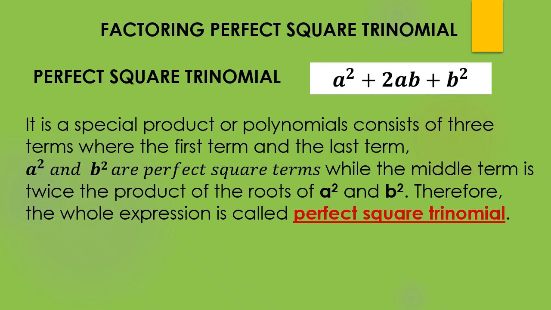While the middle term is twice the product. When we say twice the product, it is multiplied by 2.